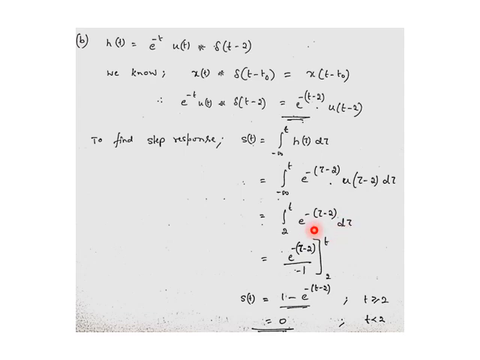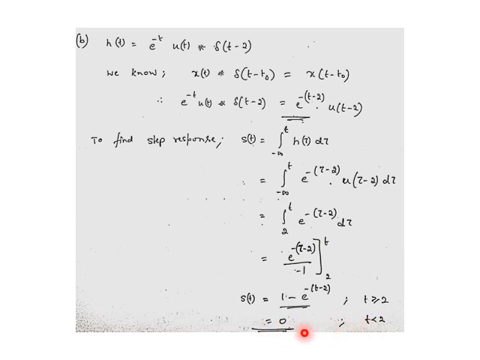If you apply the integration and then the limits, after simplification I'll get s of t is equal to 1 minus e to the power minus (t minus 2), which is only possible for t greater than or equal to 2. If t is less than 2, we are going to have 0, because h of t is not defined when t is less than 2, hence we cannot calculate s of t. So s of t is equal to 0 when t is less than 2.